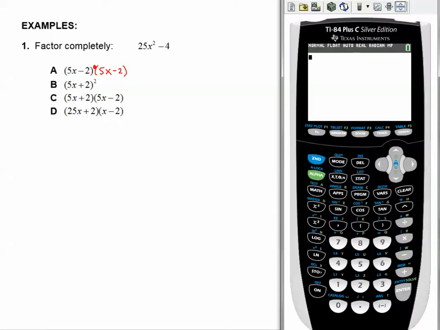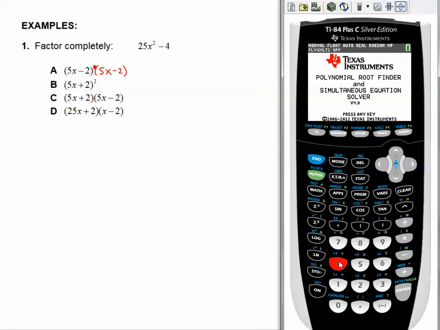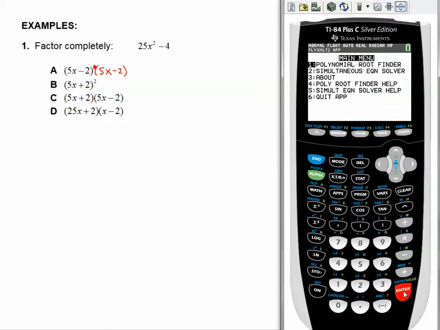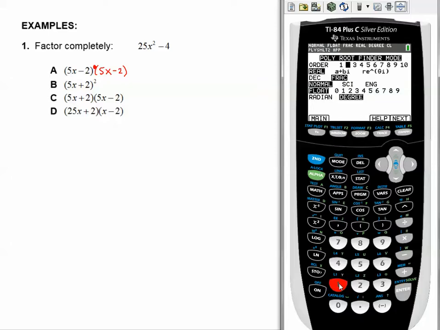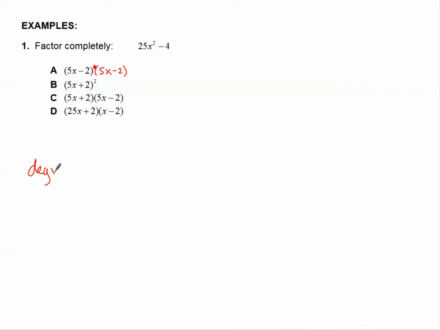So if I turn on my calculator and go to the apps button, mine is option number 4, so I'm going to hit 4 for the PolySimul 2. It says press any key to start. And we're looking at option number 1, polynomial root finder. So I will hit 1. Now on this screen there are at least 2 things that are important. The order. The calculator uses the word order for degree. So let's make that note. When we're talking about the degree, the calculator is using the word order.